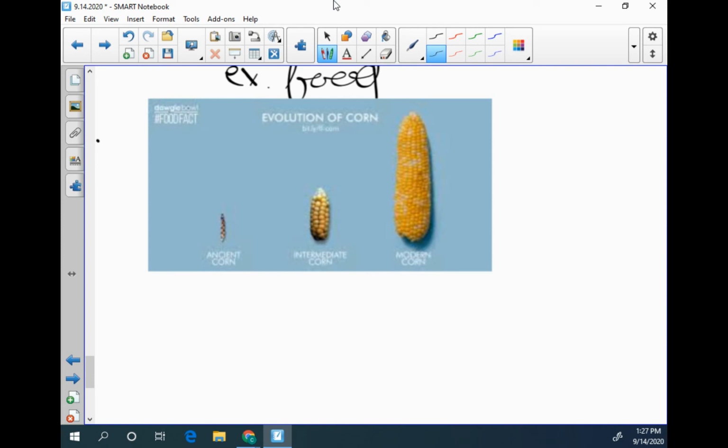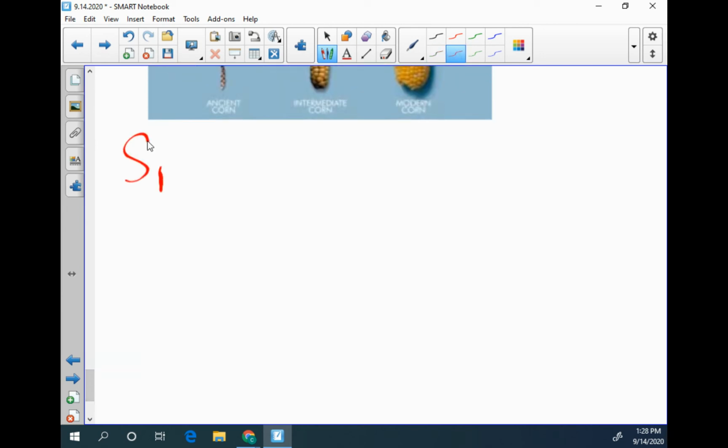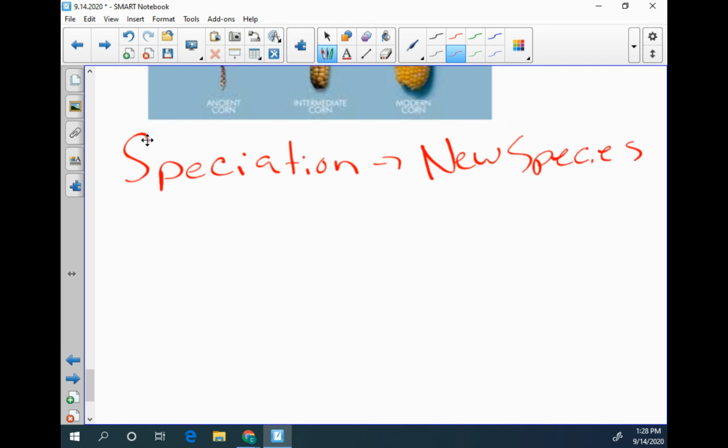Now, natural selection, evolution, can lead to something called speciation. Speciation is the process by which a new species is generated. So, a new species forms. We get whole new species through the process of evolution. There's a lot of different ways, but the most common is called geographic isolation.